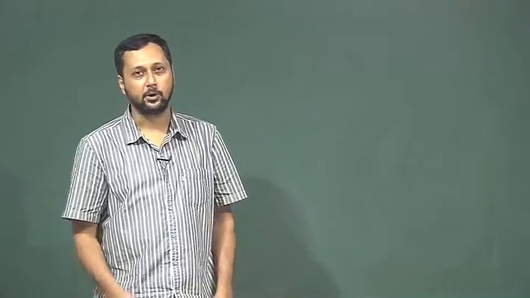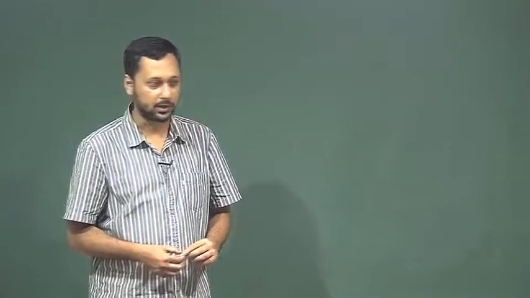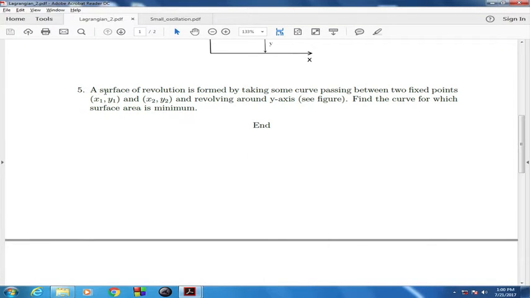Hello and welcome back. So, we first finish one remaining problem in variation principle, then we will move to a new topic. Okay, so, the last problem which was due was: a surface of revolution is formed by making one curve passing between two fixed points x1 y1 and x2 y2 and revolving around the y axis. Find out the curve for which the surface area is minimal.